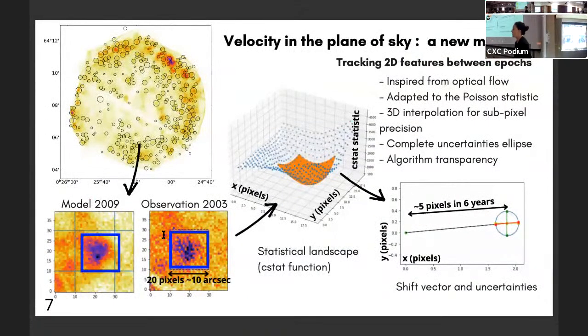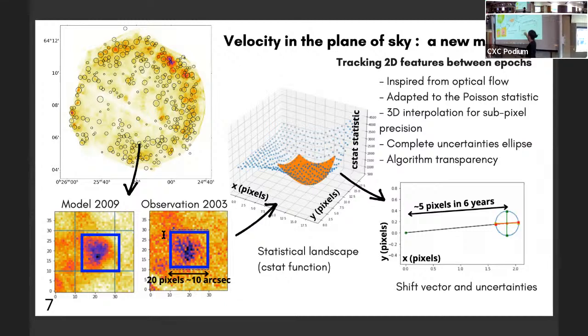Then I will present another method to obtain the velocity in the plane of sky. It's inspired by optical flow, but we adapted it for Poisson statistics. The idea is to do a profile in two dimensions, with three images. So the first step is to find a lot of good features to track in the image. In the first image, you take this as a reference and make a little box around your feature. Then you take the equivalent of this box in another year, and step by step, pixel by pixel, you calculate the good match between this and this.